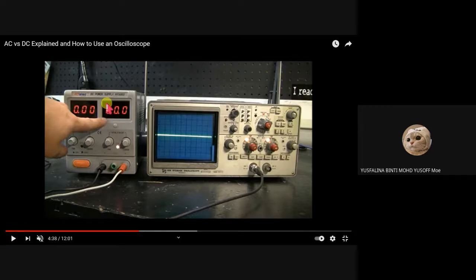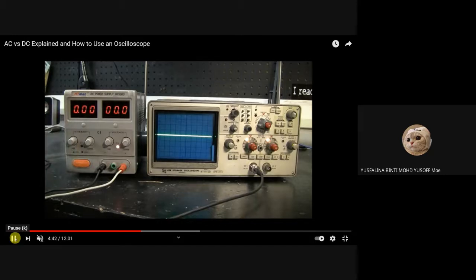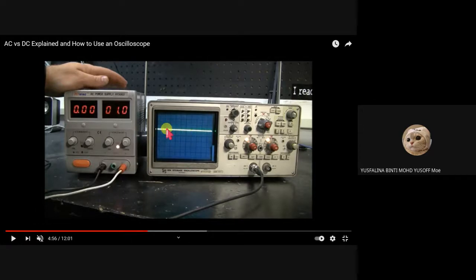When the DC power supply is switched on, you can see what happens to the CRO. This one is a display, so you have to look at the screen here. This is when no voltage is put to the CRO. You can see that when you increase the voltage, the graph changes position. It's going up. So this is actually the graph for direct current.